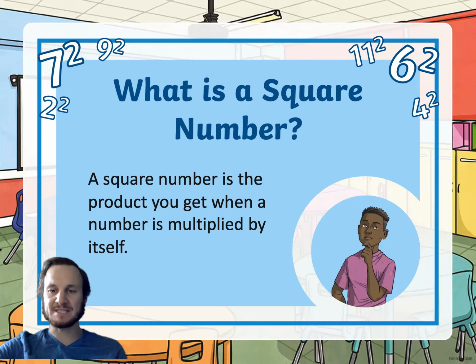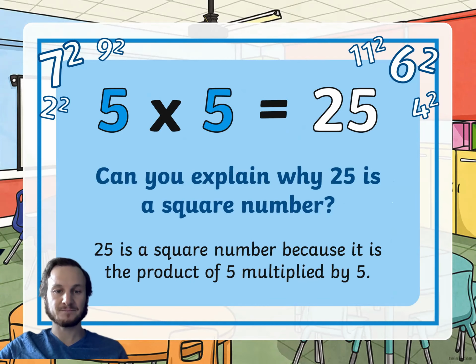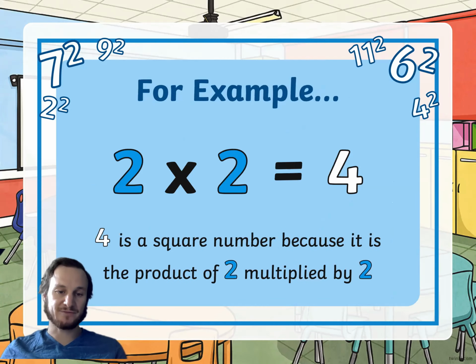So when you see these numbers at the top, it says 4 with a little 2, and 6 with a little 2, and 11 with a little 2. Sometimes people think that means you times the number by 2, but a little 2 means it's 4 squared or 6 squared or 11 squared. What that little 2 means is you need to times it by itself. So 4 squared becomes 4 times 4, 6 squared becomes 6 times 6, and 11 squared becomes 11 times 11.